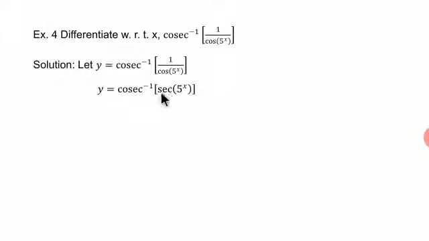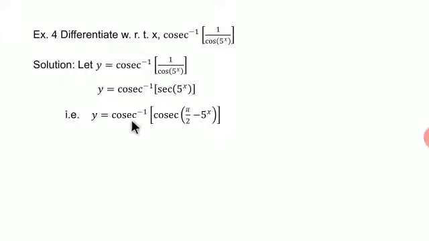We know we can write sec theta as cosec of pi by 2 minus theta. Instead of theta, here 5 raised to x is there. So we write this sec of 5 raised to x as cosec of pi by 2 minus 5 raised to x. Therefore we get y is equal to cosec inverse of cosec pi by 2 minus 5 raised to x. Now we know again one formula, cosec inverse of cosec theta is equal to theta.